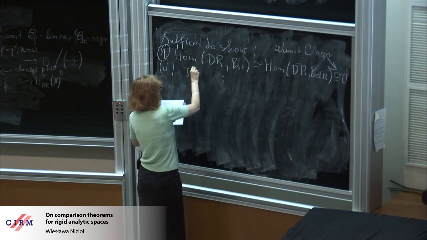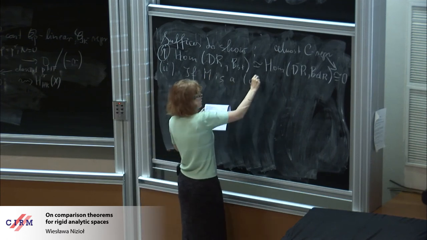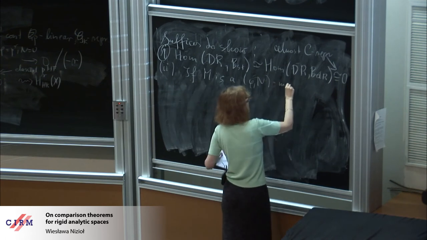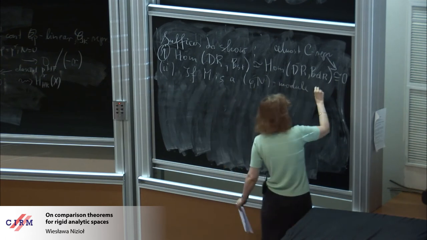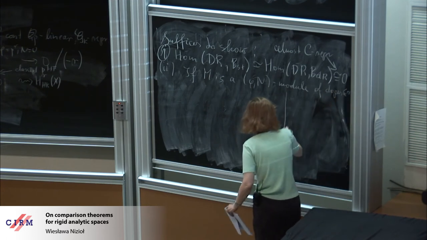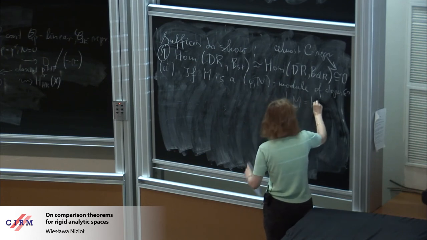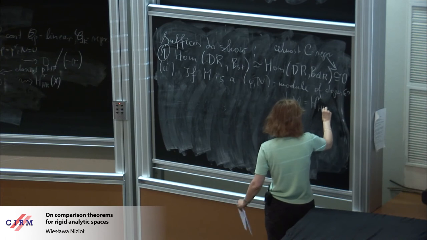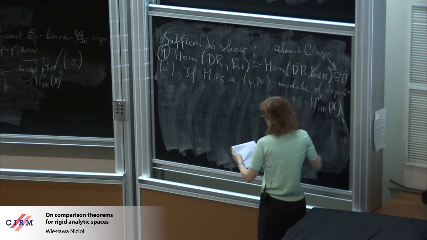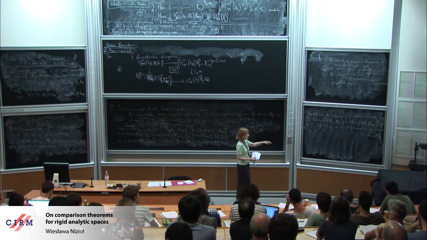So if M is a phi-N module, now of slopes smaller than r. Okay, so let me make a digression here. So for us, M is going to be our Hyodo-Kato cohomology. Now, why does it have slopes smaller than r?